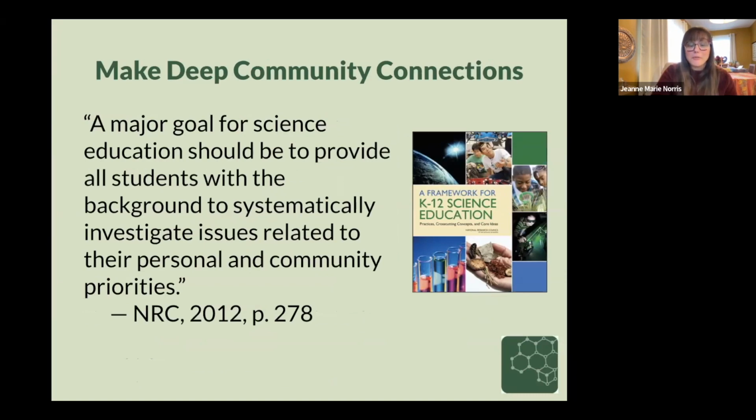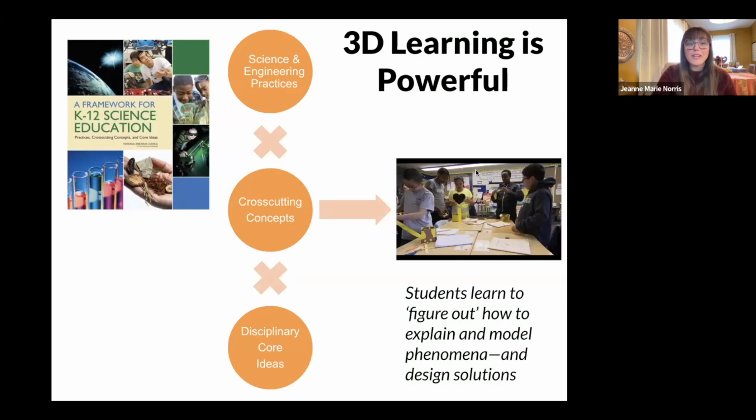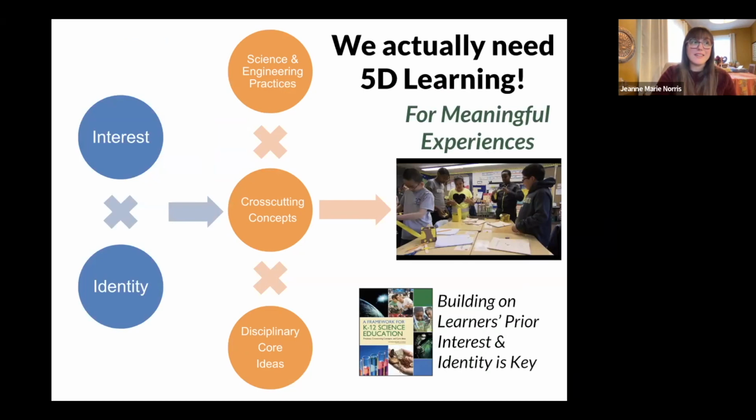And another idea from the framework about community connections. A major goal for science education should be to provide all students with the background to systematically investigate issues related to their personal and community priorities. And we see this, the framework is asking us to do 3D learning, like Phil was saying, where students learn to figure out how to explain and model phenomena. It's engaging students in making sense of the phenomena through sustained investigations. But maybe really what we need is 5D learning, including those elements of interest and identity.